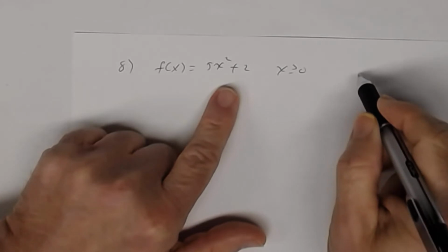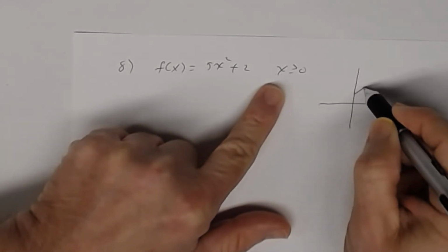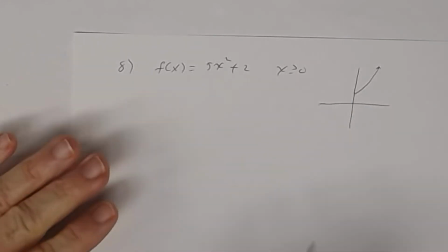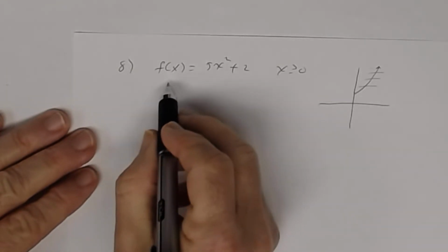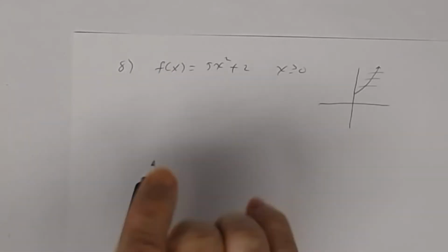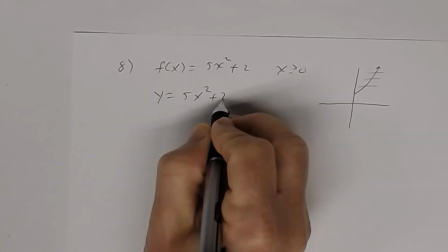So in other words, what you're looking at is something that looks like this, with x greater than or equal to 0. This right here is the graph of that. Notice it is 1 to 1, so it has an inverse, so we've got to find it. All right, so here are the steps. Remember the steps. The first step is to replace f of x with y. So you get y equals 5x squared plus 2.